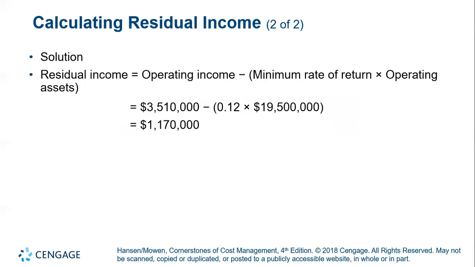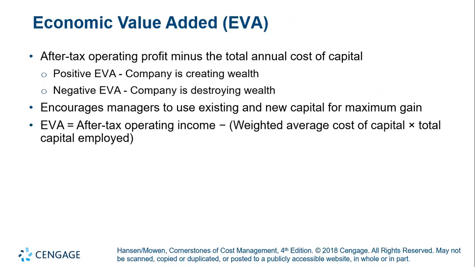The residual income is operating income minus the minimum rate of return at 12% multiplied by the operating assets. So we now get 3.510 million minus the minimum rate of return, and we have the residual income of 1,170,000. Okay, so that is ROI with its formula, and residual income with another formula.